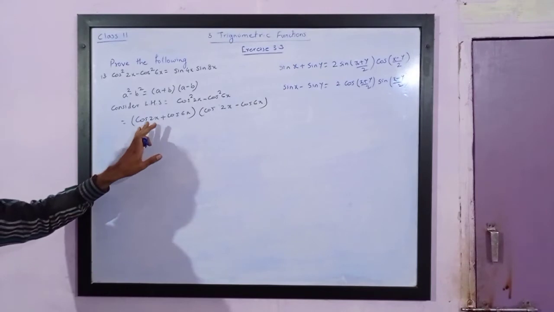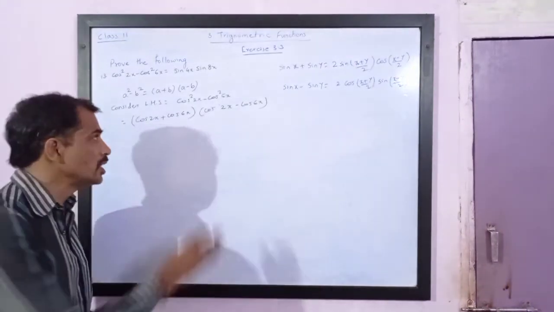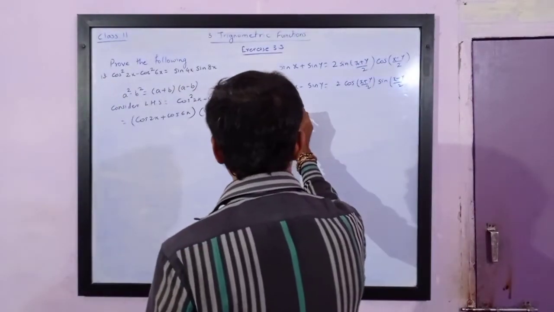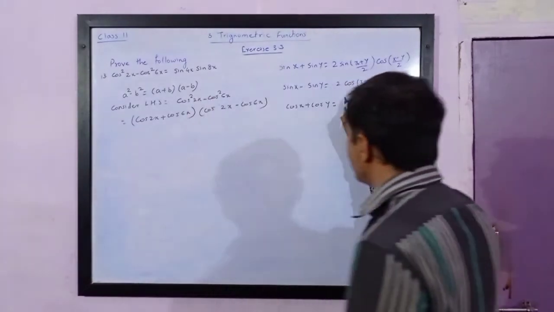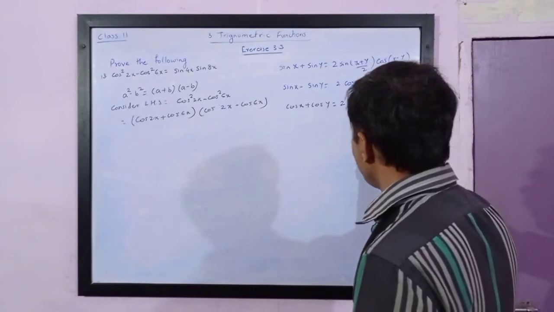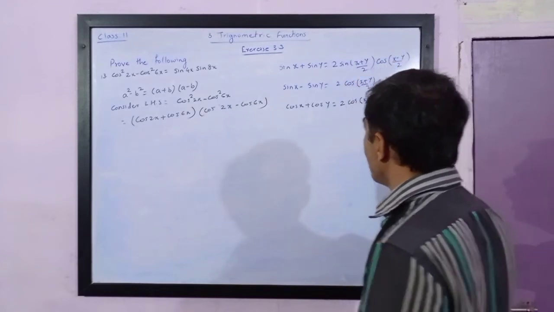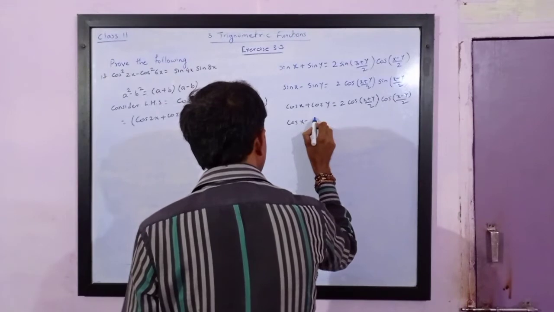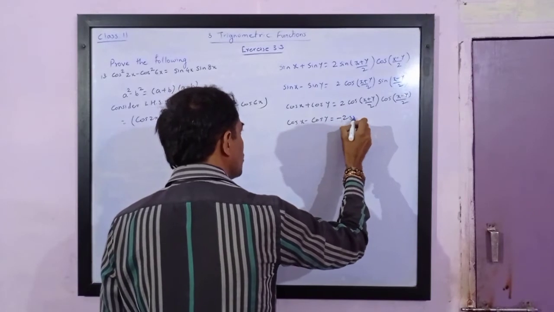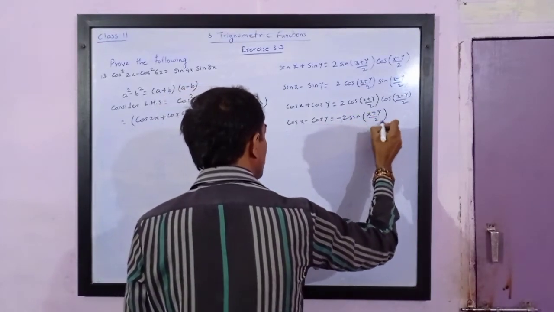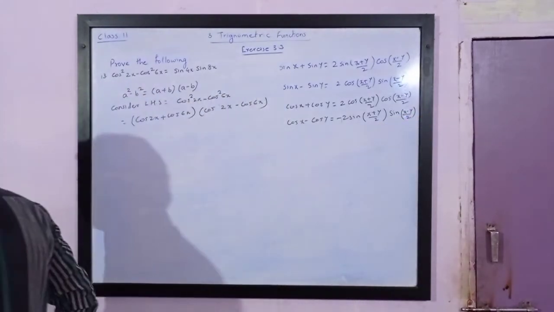Now we have to use cos x plus cos y and cos x minus cos y. For this we have the identities: cos x plus cos y is equal to 2 times cos of x plus y upon 2 into cos of x minus y upon 2, and cos x minus cos y is equal to minus 2 times sin of x plus y upon 2 into sin of x minus y upon 2.